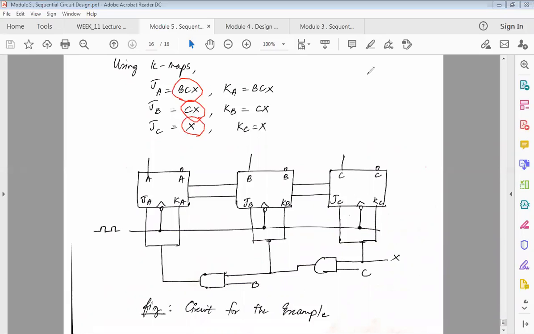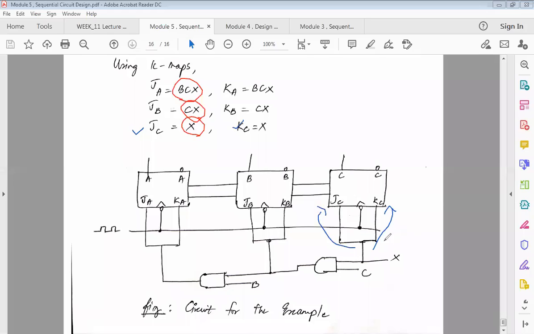So if I have to multiply something, then that happens only through an AND gate, isn't it? So I will make sure that I get a combination like this: first X, then CX, then BCX. So X, I get it here. X, I will give as a single input. So this X is done, which means JC and KC are taken care of. So this goes to KC and the same X goes to JC.